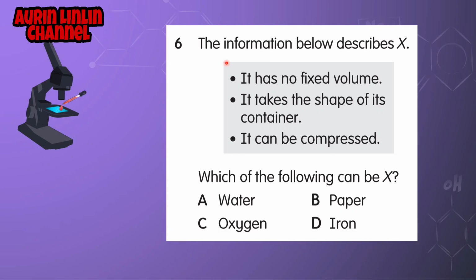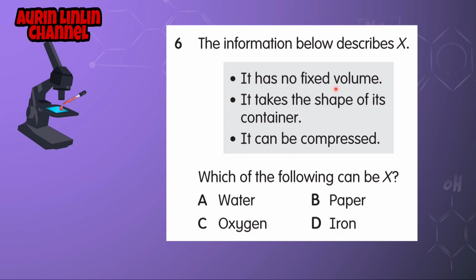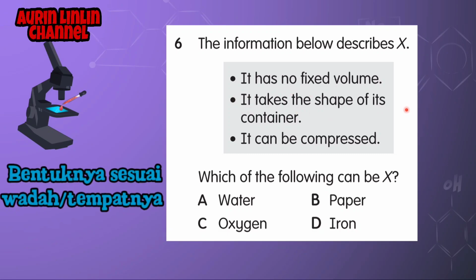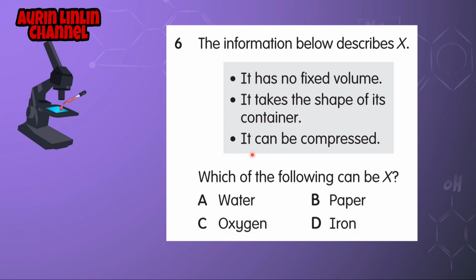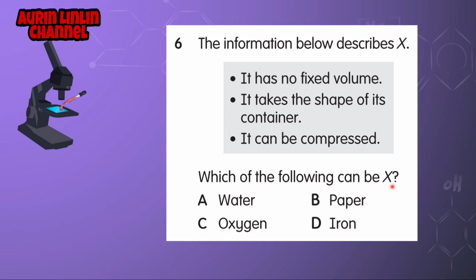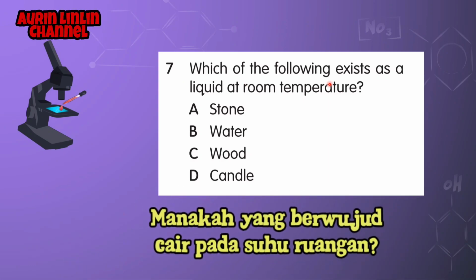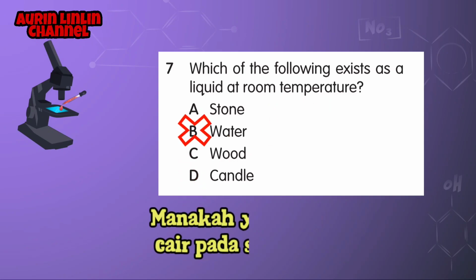Number 6. The information below describes X. It has no fixed volume. It takes the shape of its container, and it can be compressed. Which of the following can be X? And the answer is oxygen. Question number 7. Which of the following exists as a liquid at room temperature? And the answer is water.